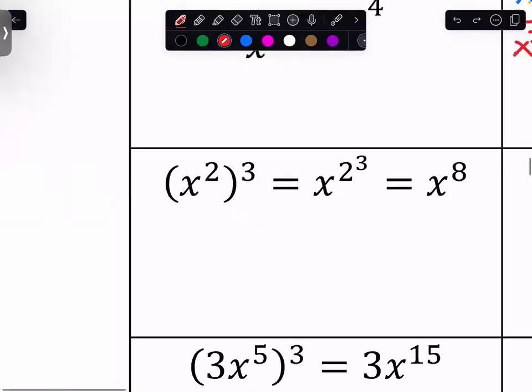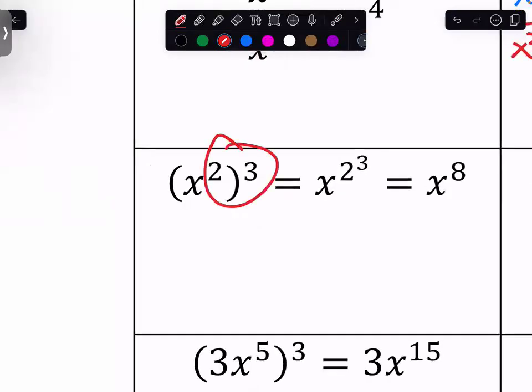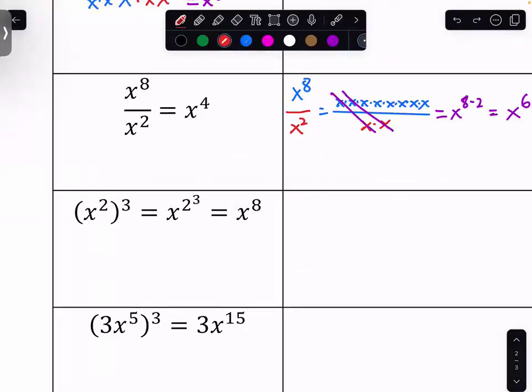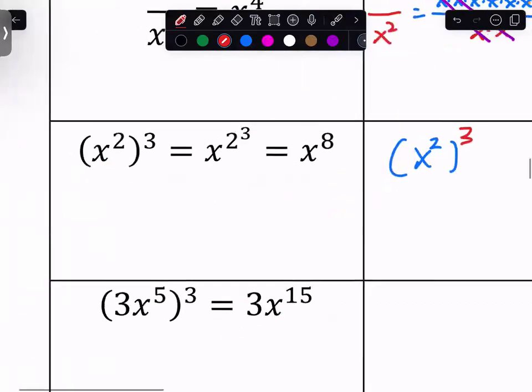So again, the common mistake would be, oh, when you have a power to a power, 2 to the power of 3, 2 times 2 times 2 is 8. But it turns out that's not correct. So again, we have x squared in parentheses, all to the power of 3.